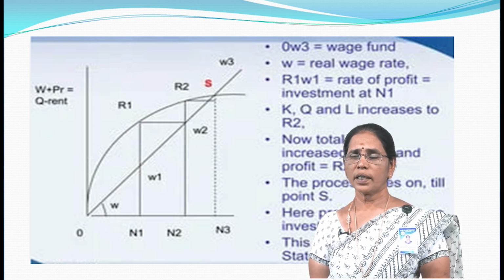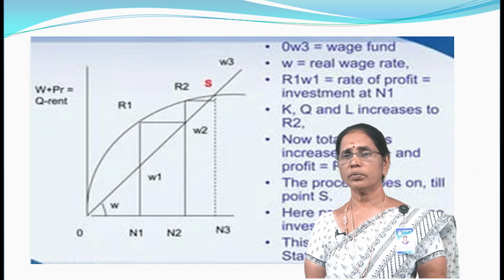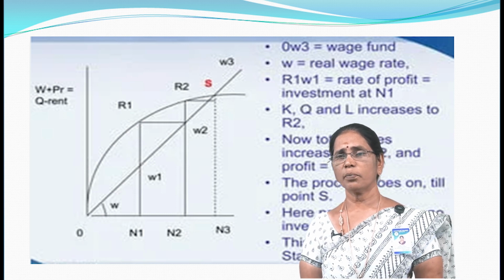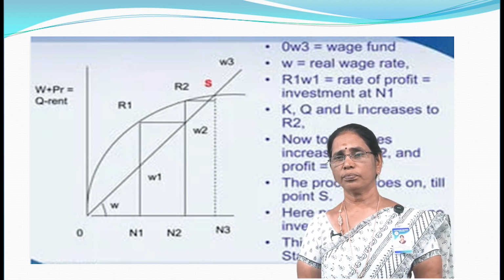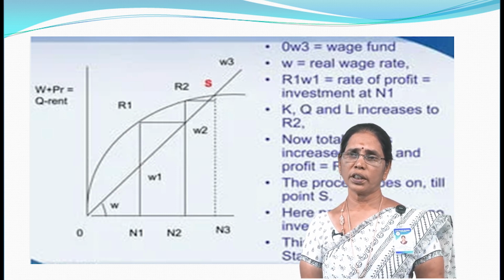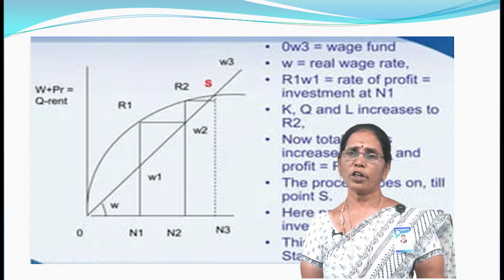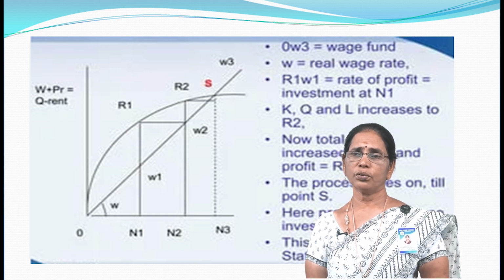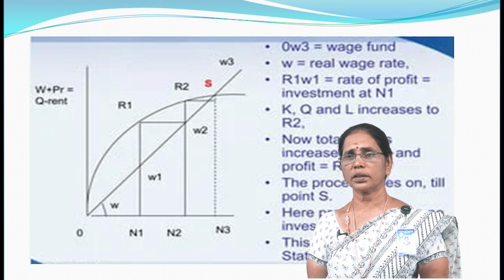At the intersection of the profit and wage curves, both are equal and the profit is 0. Whenever wage is more and population also increases in the economy, automatically the profit goes to 0. This is the equilibrium at S.